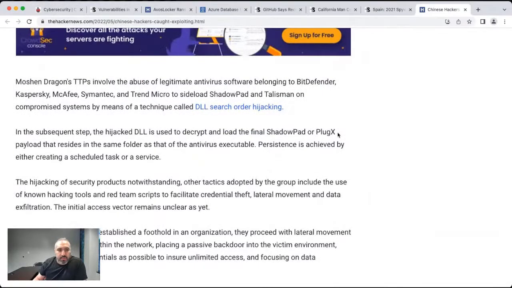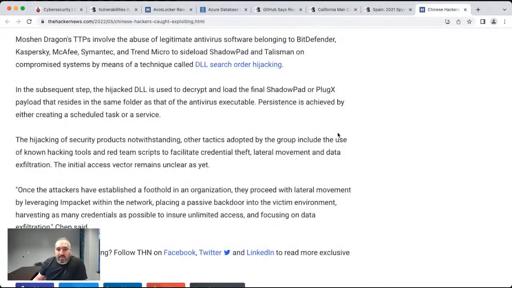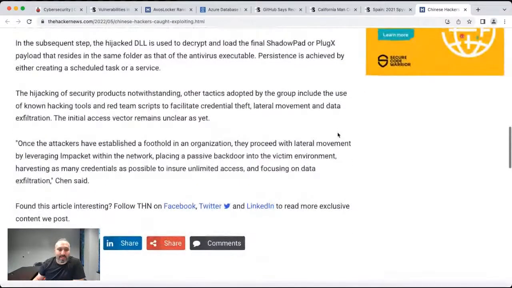Moshen Dragon's TTPs involved the abuse of legitimate antivirus software belonging to Bitdefender, Kaspersky, McAfee, Symantec, and Trend Micro to sideload ShadowPad and Talisman on compromised systems by means of a technique called DLL search order hijacking. The hijacking DLL is used to decrypt and load the final ShadowPad or PlugX payload that resides in the same folder as that antivirus executable. Persistence is achieved by either creating a scheduled task or a service, and thus they've got a foothold.